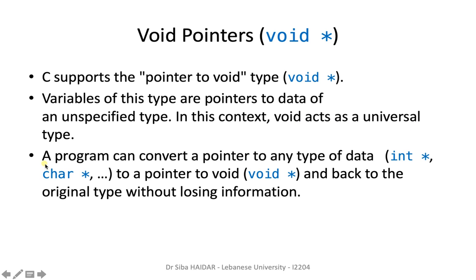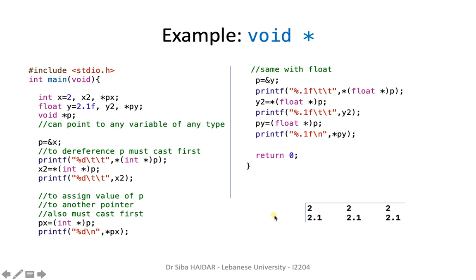A program can convert a pointer to any type of data, for example, an int star, a char star, etc., to a pointer to void. We can cast from int star to void star and back to the original type without losing information. So let's take an example to illustrate this new concept of void star, and I have this program for you that I will explain line by line.